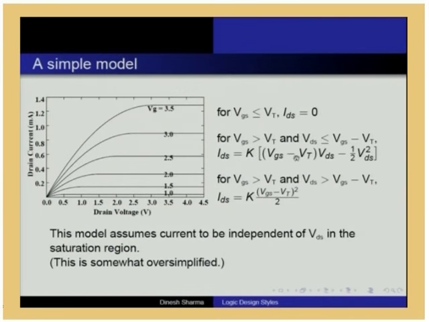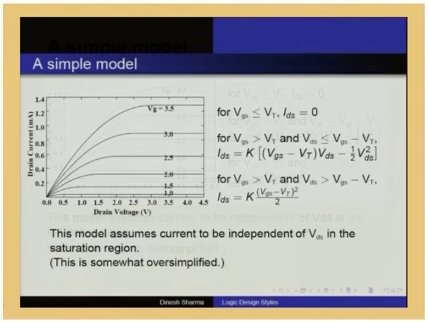This is the equation in the linear regime. If I take its derivative with respect to VDS, what will I get? This term will just be VGS minus VT, and here I'll get half VDS squared differentiated, so just VDS. Overall I get VGS minus VT minus VDS. Therefore, if VDS is VGS minus VT, then this will just cancel, and the slope becomes zero. Graphically, what it says is that this line is horizontal.